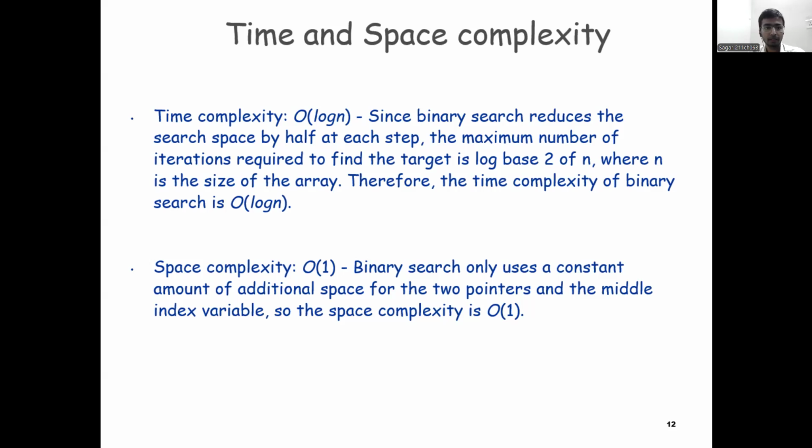So now let's understand the space complexity. It's O of 1 only. Binary search only uses a constant amount of additional space for the two pointers, that is low and high, and the middle index variable. So the space complexity is also O of 1.